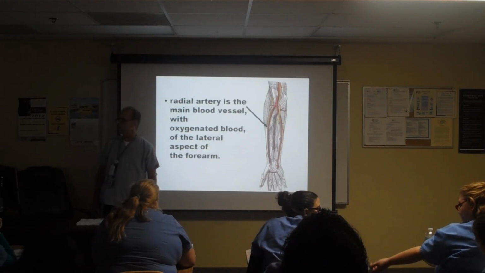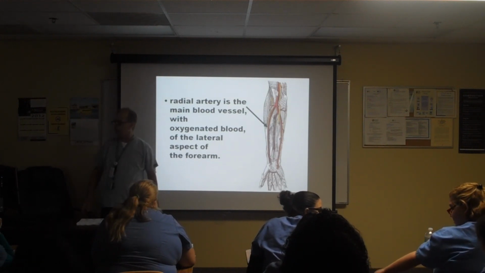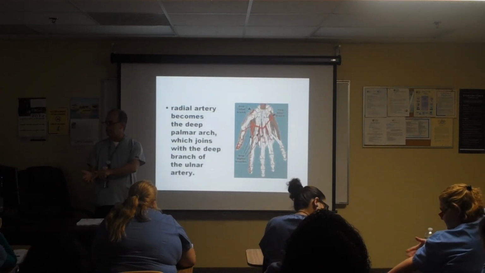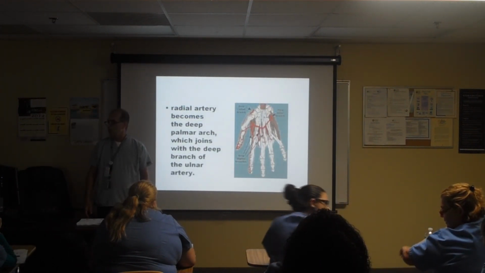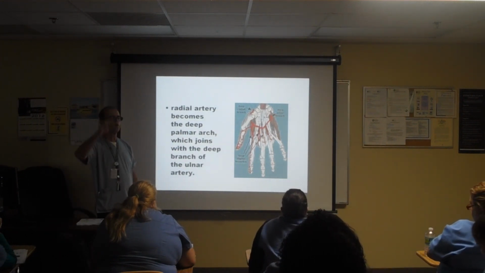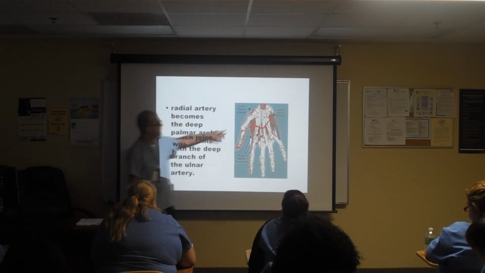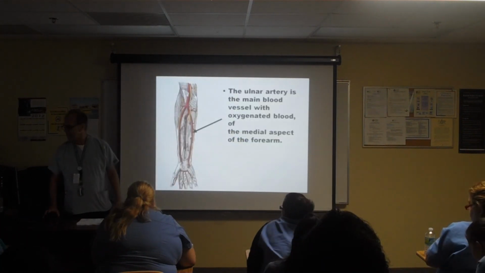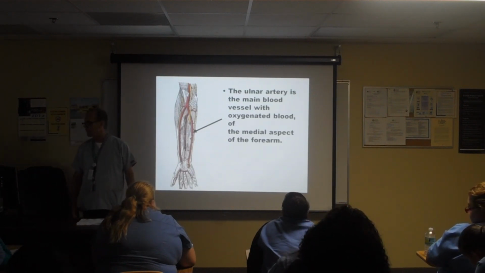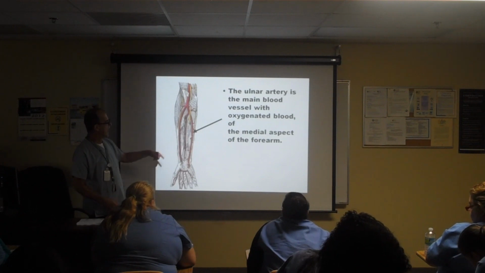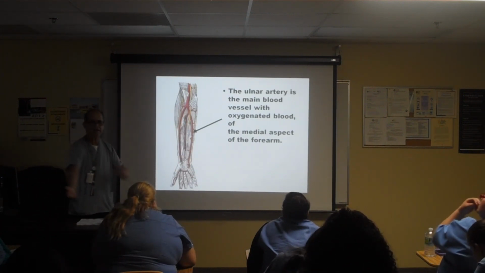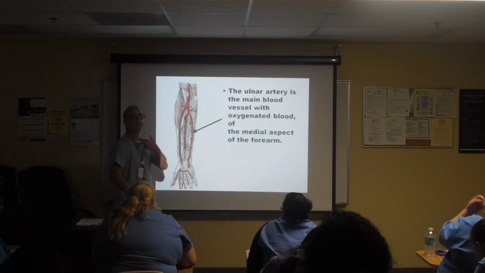The radial artery is the main blood vessel with oxygenated blood of the lateral aspect of the forearm. The radial artery becomes the palmar arch, which joins with the deep branch of the ulnar artery. This is a typical question in RDMS vascular. The ulnar artery is the other side, the main blood vessel with oxygenated blood of the medial aspect of the forearm. Exactly the same. This is the bifurcation. It's very easy to remember.